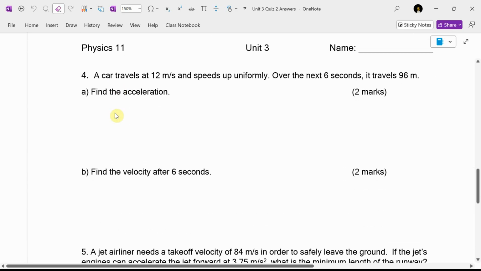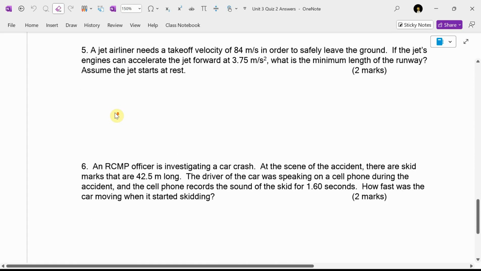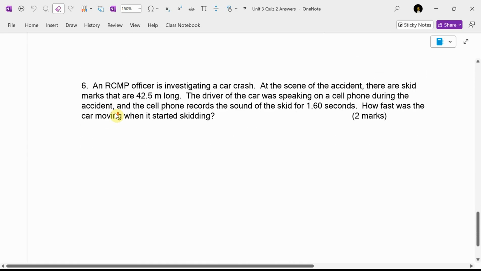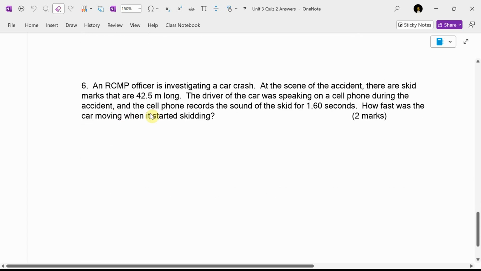Turn the page or next page over. I think, is it next page over? Number 4, find acceleration. Number 5, find the velocity. Number 6, here's the jet airliner question. So number 5, there's the jet airliner question. Number 6, here is the RCMP car crash question. We did one like this. So it's not stuff you haven't seen before. I'm going to try and give you some time at the end of class today to work on it.